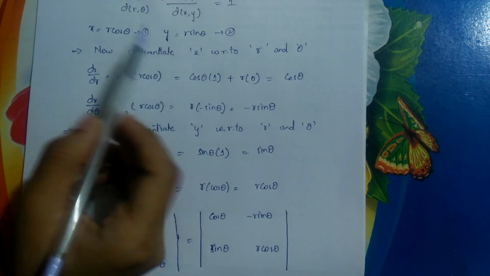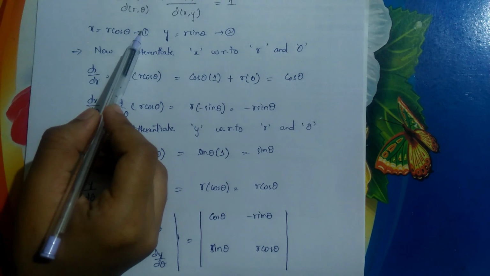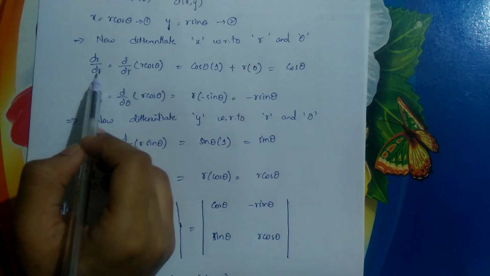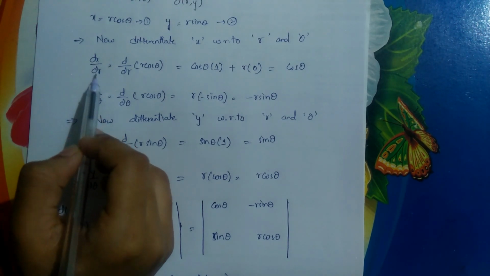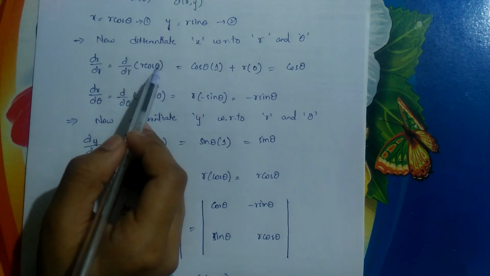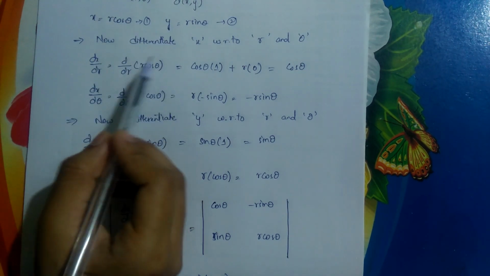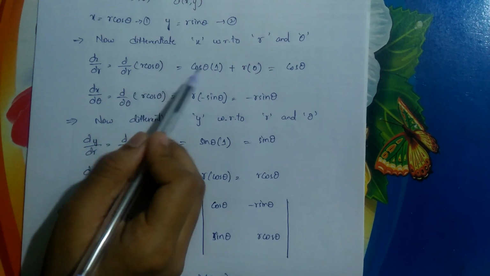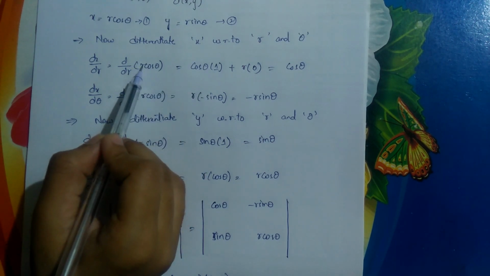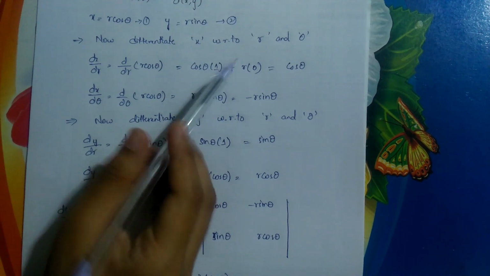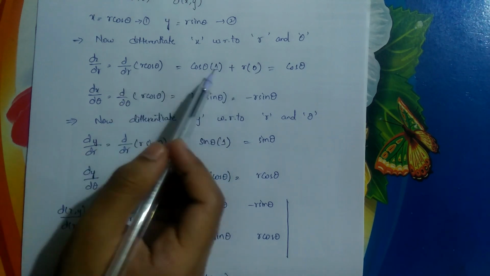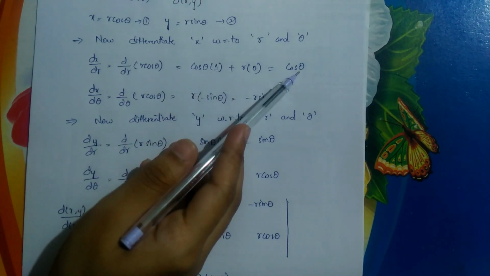Now differentiate the x equation with respect to r and theta. First, differentiating with respect to r: ∂x/∂r equals ∂/∂r of r cos theta. Here we are differentiating with respect to r, so cos theta is treated as a constant, so write cos theta as it is, and the differentiation of r with respect to r is 1. Here you can even use the uv method, but you will get the same output. So cos theta into 1 is cos theta.